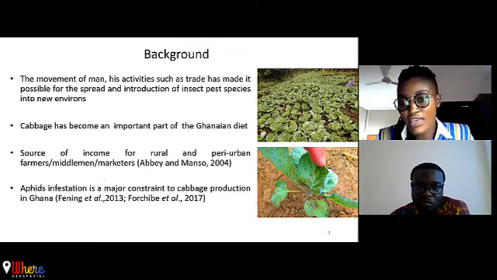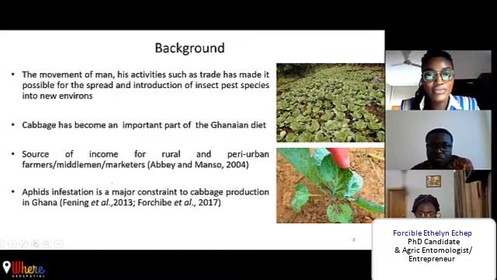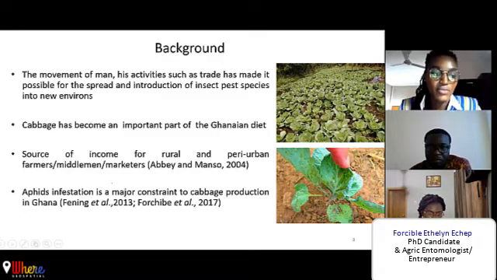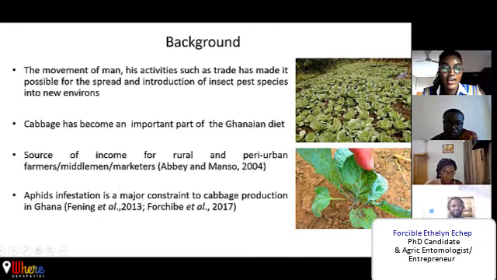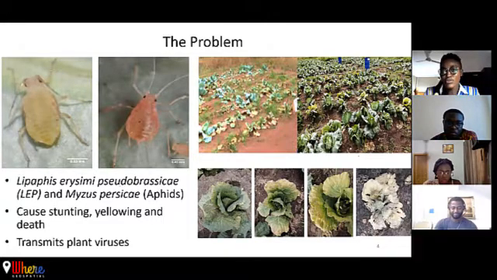On the picture right here, I want you to see how tiny they really are, but they can cause quite a lot of damage to the crops. Recently, we identified two major aphids on cabbage: Lipaphis erysimi pseudobrassicae and Myzus persicae. For ease of communication, I'm going to use Myzus persicae. The pictures here show the viral disease that they transmit. Once they transmit these viral diseases, give it a couple of weeks and you have all these plants down.